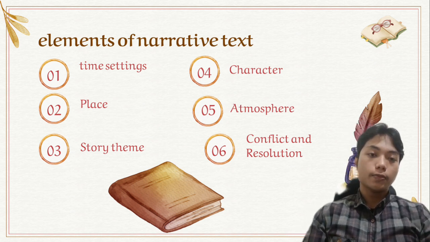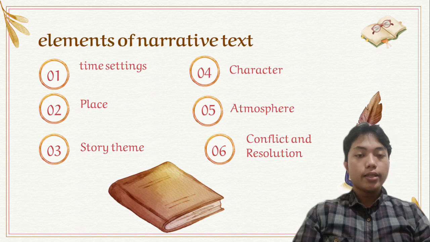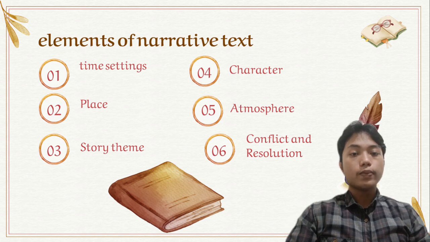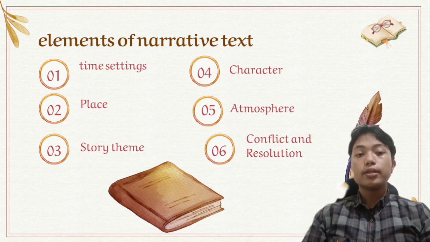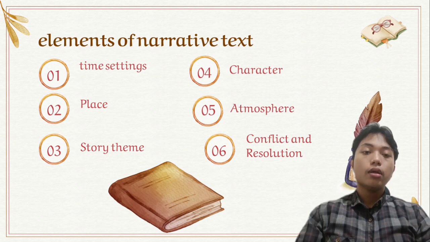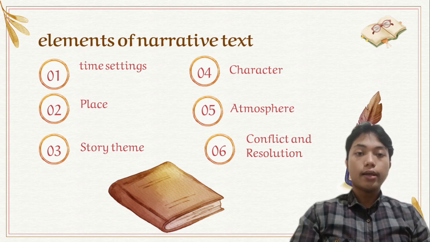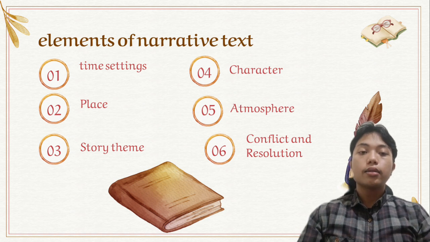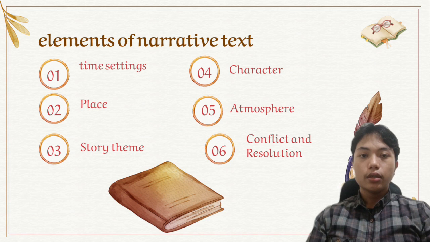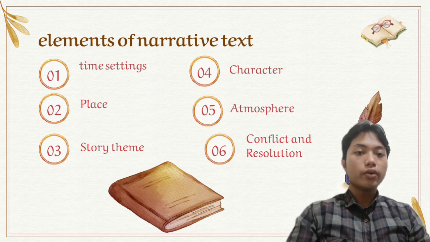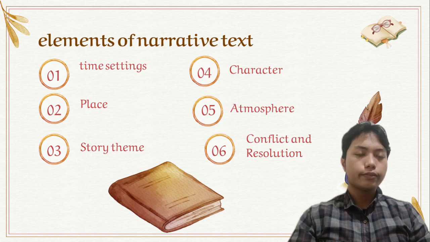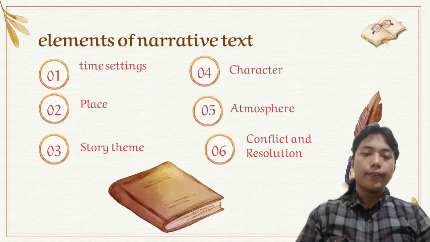The second is place. Place or setting is the physical location where the story takes place. It can be a city, a village, a house, a forest, and so on. Detailed description of place helps form a mental picture for the reader and provides context for the events that occur in the story.